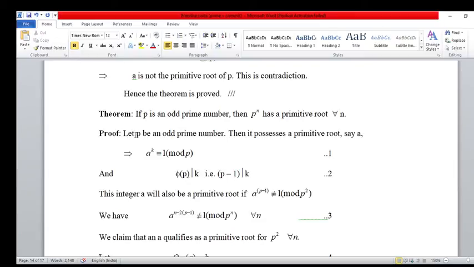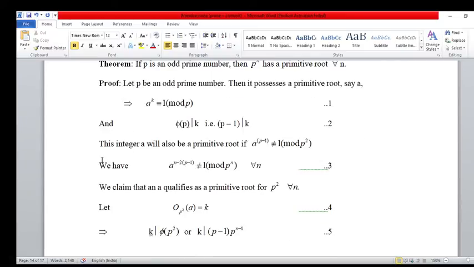Let a be the primitive root of p, denoted by a raised to the power k congruent to 1 mod p. This is the congruent form. Now the division form: phi p, that is p minus 1, is a divisor of k, equation number 2.